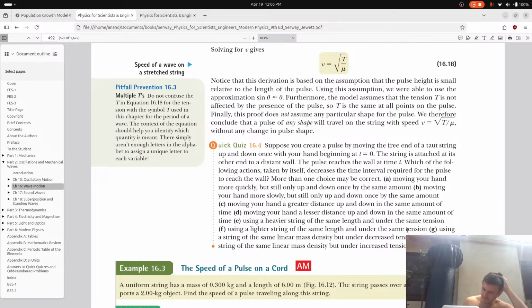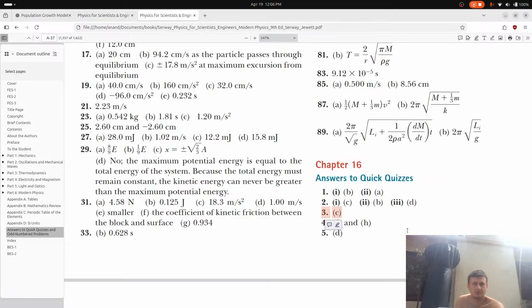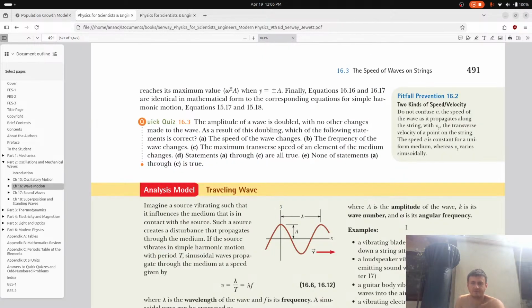If you increase the tension, and if you use a lighter string, so it should be F and H. Oh, what? Oh, here we go. F and H. Nice.